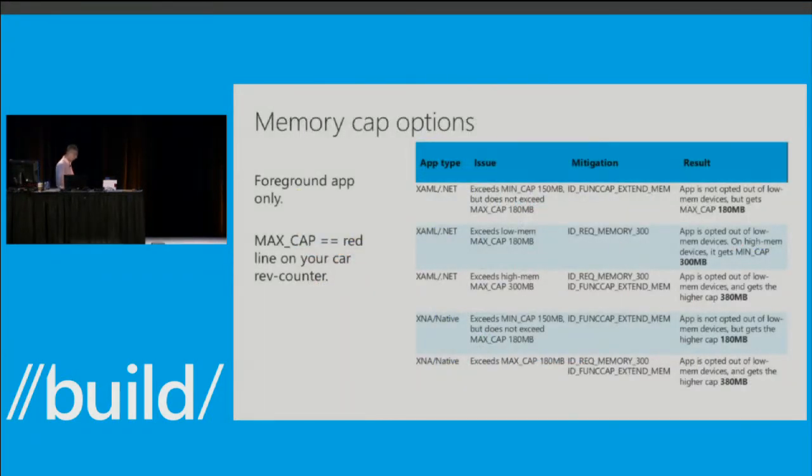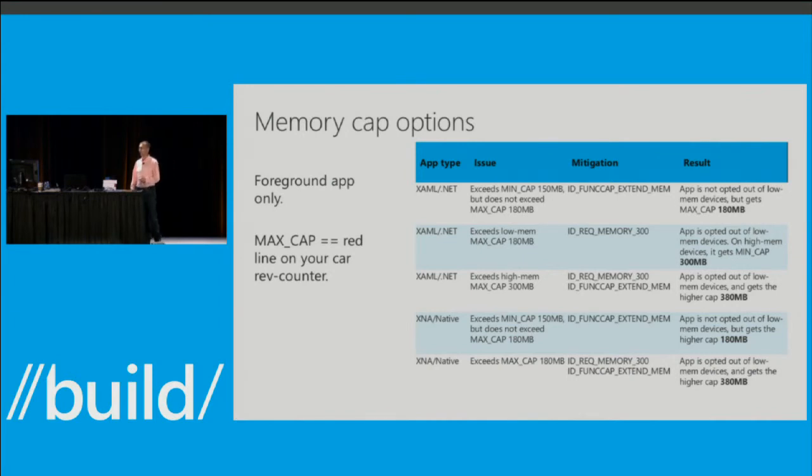Memory cap options. We set default caps for everything, including the foreground app. But for the foreground app specifically, we allow you to opt into a higher cap, because we pick a number for the default that we think provides the optimal balance of user experiences across all of the scenarios that the user expects, of all the different things that can be running all at the same time. But we recognize that sometimes there are some apps that just need a bit more.